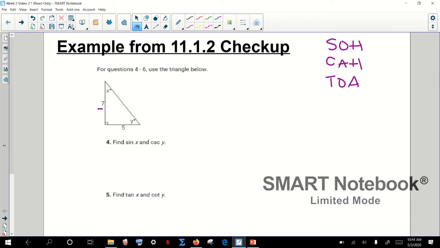If you notice, we have this side and this side, we have both of those lengths, but we don't have the length of the hypotenuse here. So if we have two lengths of a right triangle and we want to find the third side length, we can use the Pythagorean theorem to find that missing side. So I'm going to go ahead and do that.